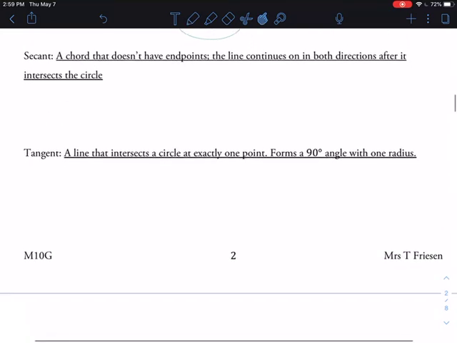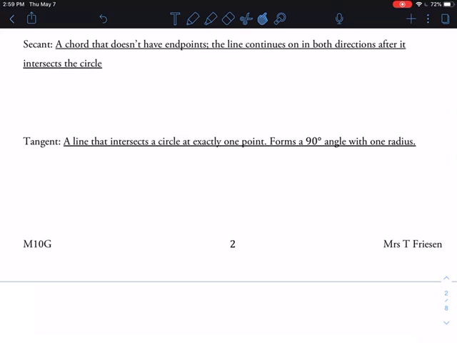Okay, a secant is a chord that doesn't have endpoints. So it's a line, and let me just draw another little circle diagram here. And the line is going to continue on in both directions after it intersects the circle.